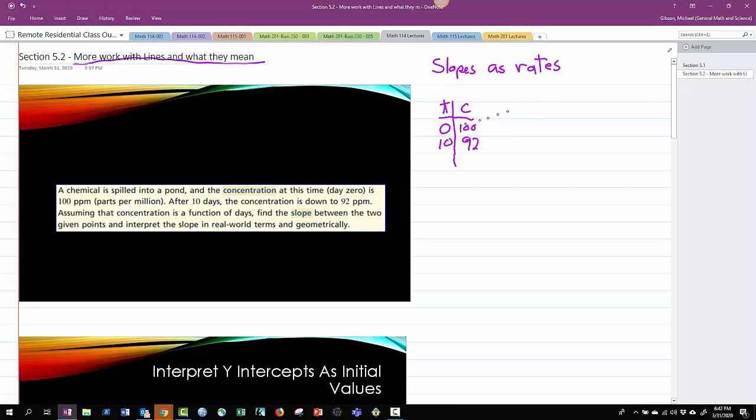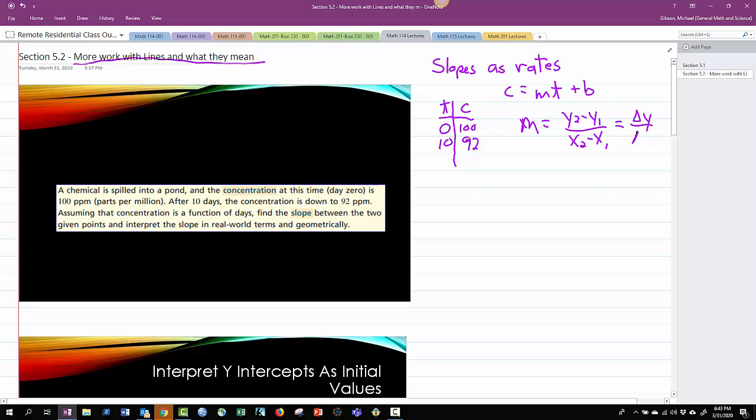So what's happening here is, if we were going to write this in slope-intercept form, with t as the x and c as the y, this would be c equals mt plus b. Now, we're not really going to get into all of it. The question says find the slope. If you remember, the slope m is y2 minus y1 over x2 minus x1, or you can just think of it as change in y over change in x.